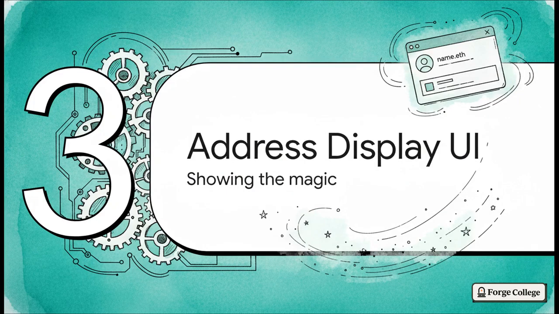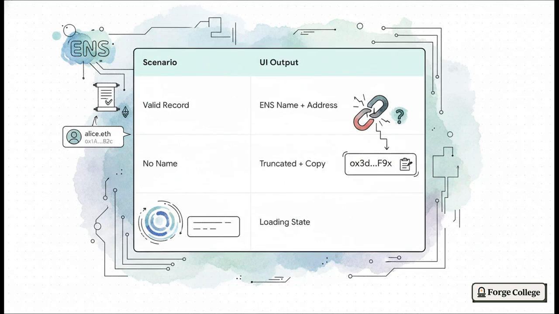Section 3, building the address display. Now let's physically draft the UI component that users will interact with. In our address display component, we handle various scenarios to ensure the interface never breaks. If there's a valid reverse record, great! We show the friendly ENS name as the main text with the raw address underneath for transparency. But what if there's no name found? Instead of crashing the UI, we gracefully fall back to showing a truncated 0x address along with a handy copy button. And while the lookup is pending, we just show a clean loading state. That way, the user is never left staring at a broken layout.